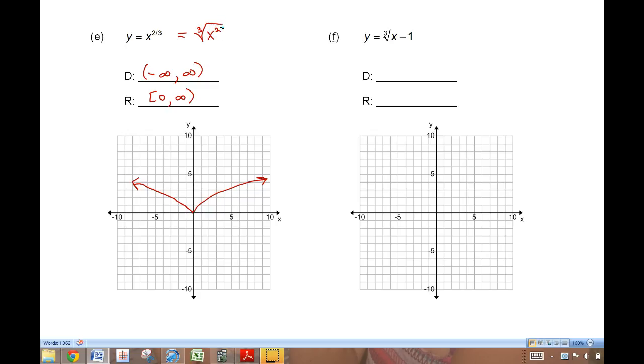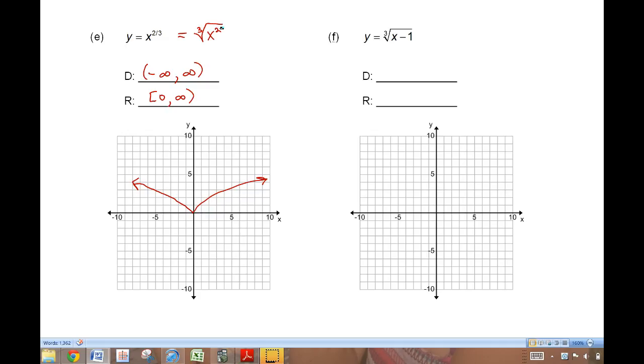You have a cube root. Now, notice that it has x squared. It's the cube root of x squared. So think about what's the smallest value that it could have under the cube root? It would be 0. Because think about any negative number, if you square it, it's going to become positive. And then the cube root of that just stays positive.